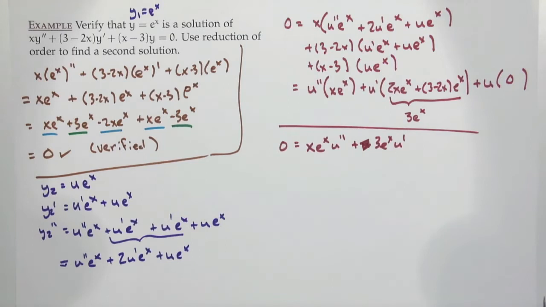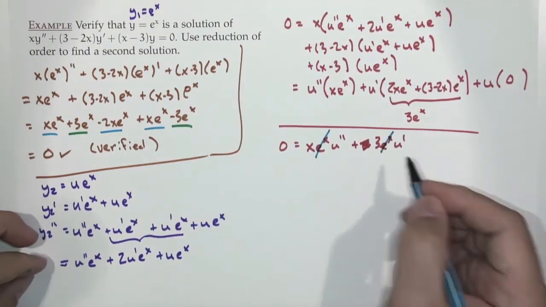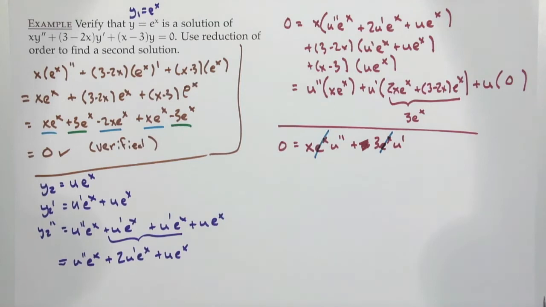Can we simplify again? There's lots of discussion. Can you give me a hint of what we're thinking? Yeah, we can divide by e to the x. And dividing by e to the x is always safe because e to the x is never 0.